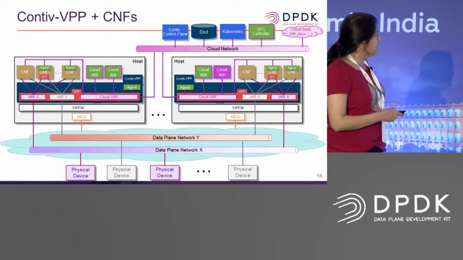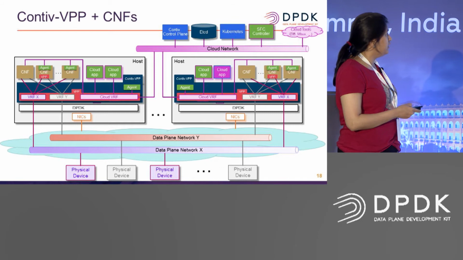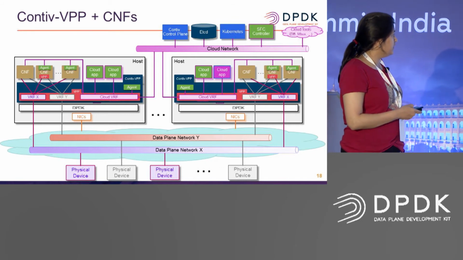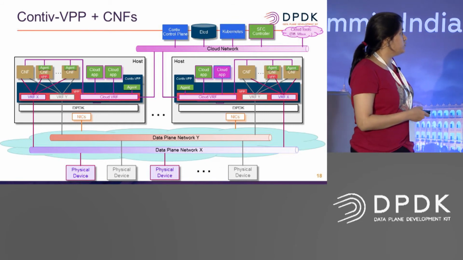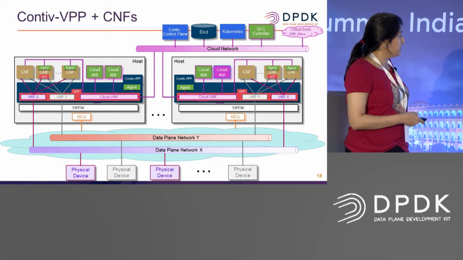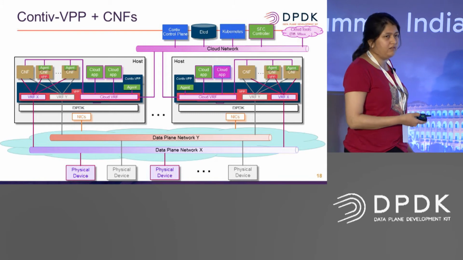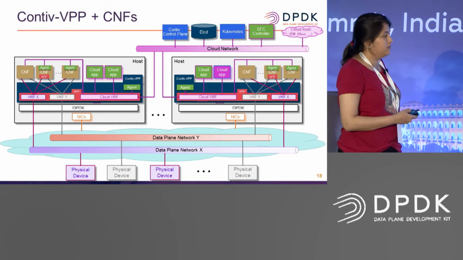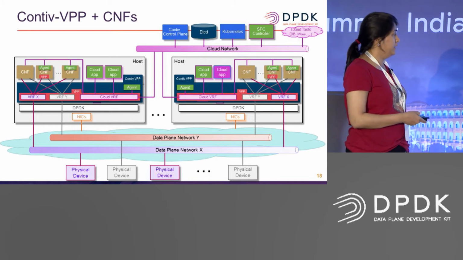So there are two nodes here. We have a bunch of pods which run services. This is the VPP vSwitch running on each of the nodes, and external communication is stitched together typically using VXLAN. You could use other tunneling mechanisms as well.